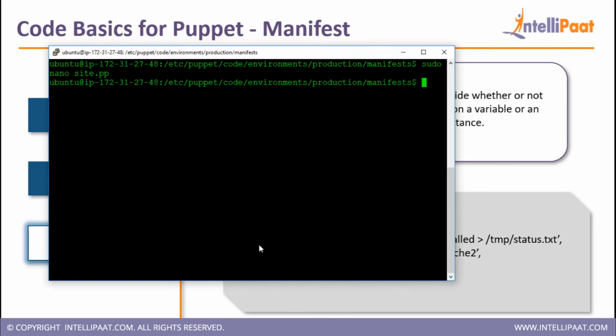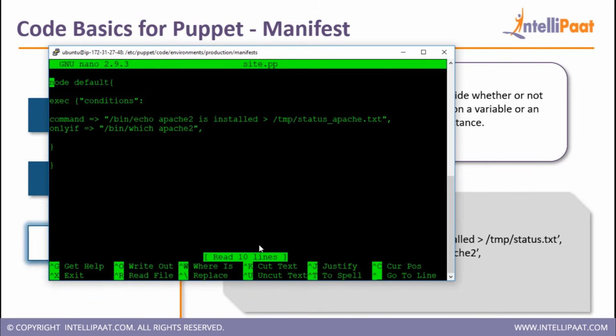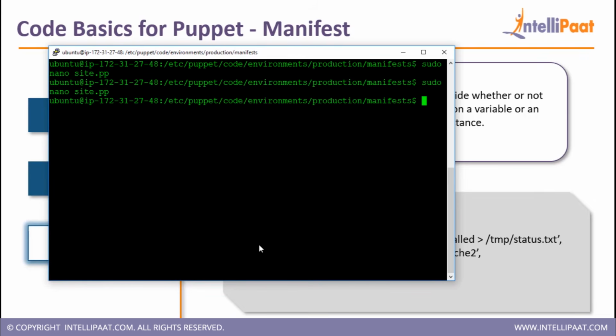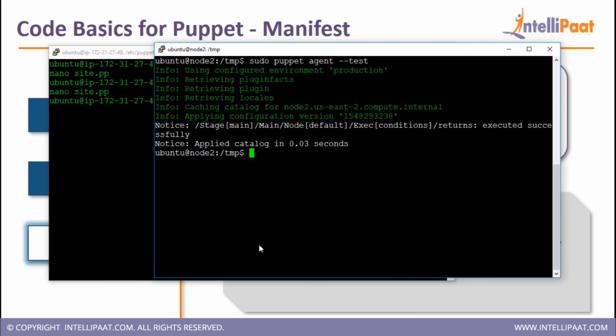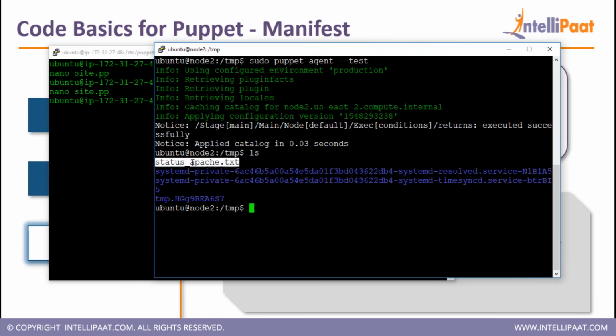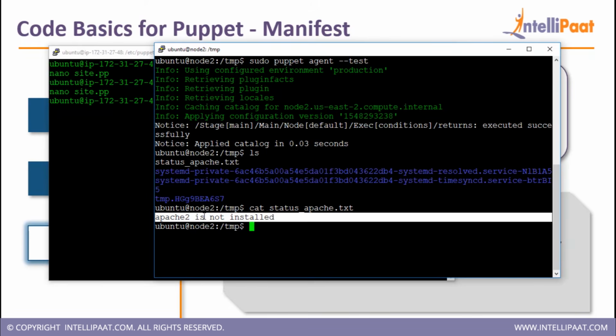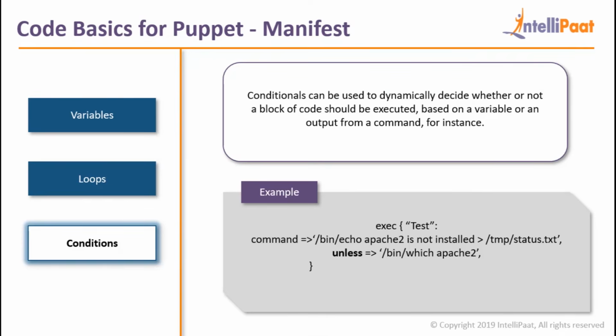Okay, so now what we will do is, because our Apache 2 is not present on slave 2, I can just change this to unless, right? And I can say Apache 2 is not installed. And now in this case, if I go to my slave 2, I'll just do a puppet agent test again. And in this case, it should create a file inside the tmp folder. So if I do an ls, it has the status_apache file. Let's do a cat on that, and it says Apache 2 is not installed. So basically we just made use of unless.